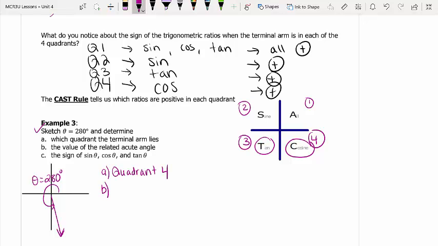Part B says, figure out the value of the related acute angle. Well, the related acute angle is between the terminal arm and the x-axis, so it's right here. So it's going to be equal to 360 degrees minus the principal angle, so 280 degrees. So that means that the value of our related acute angle is going to be 80 degrees. Okay, and part C says, figure out the values of sine, cos, and tan 280.